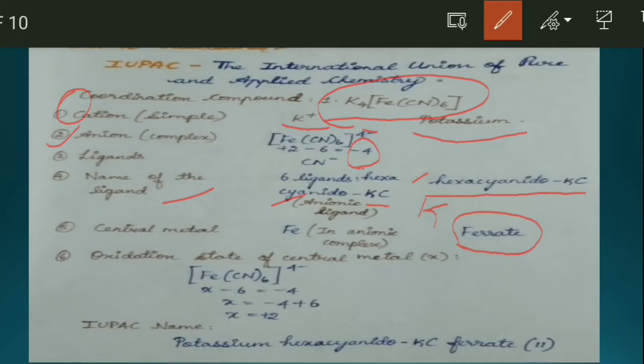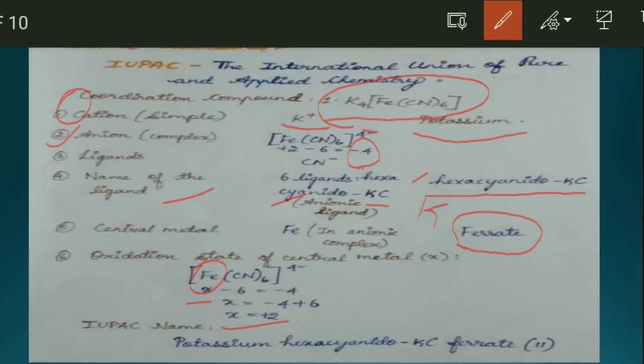Next, how to find out the oxidation state of the central metal ion. Here the central metal ion is iron, so we are taking it as X, and we have 6 cyanide ligands. So cyanide is an anionic ligand, so it is -6. So the overall charge is 4 minus. So we are putting 4 minus. The final answer is +2. So the oxidation state of the central metal is +2.